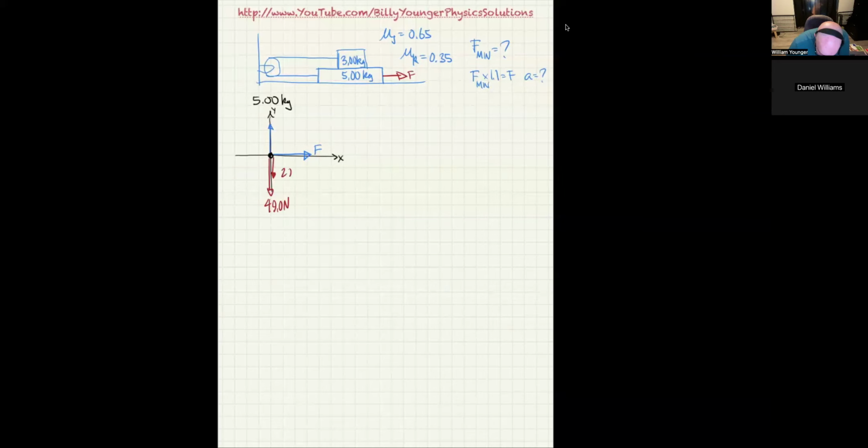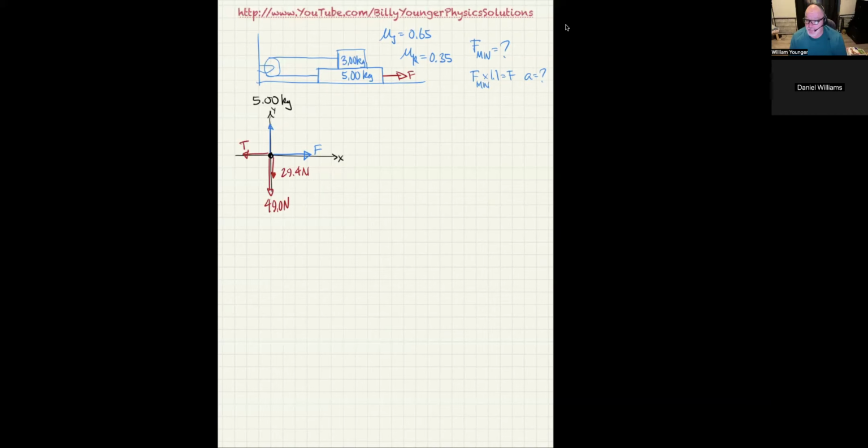So that's 29.4 newtons downward. And that's from the 3 kilogram object's mass pointing up. Now, the other part is kind of weird. We also have a force this way that is the tension in the string.